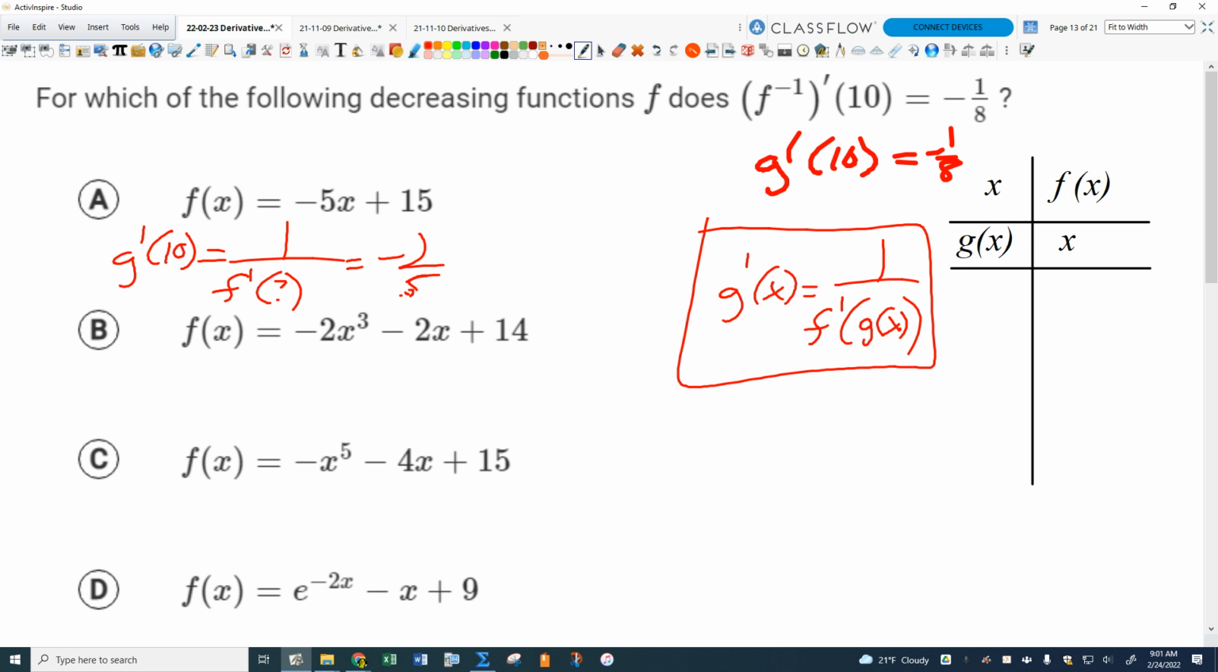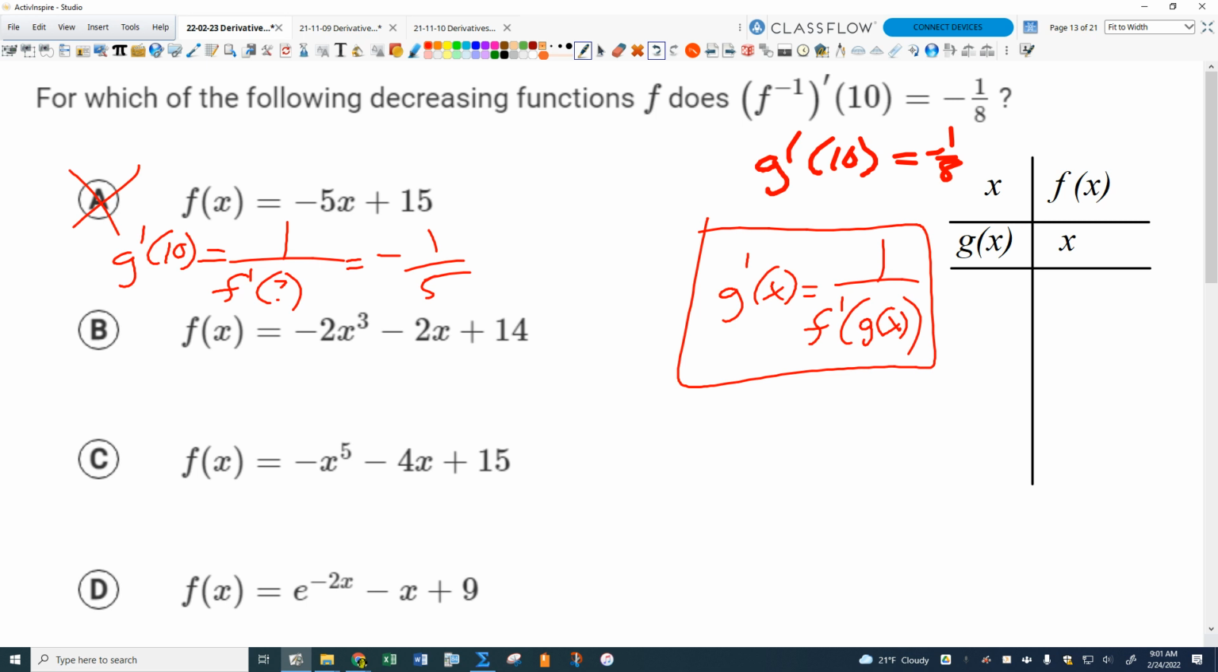Gosh, that doesn't look like a -1/5. I don't know what that looks like. -1/5. And that's not what we want. We want -1/8, right? So this guy gets crossed out. Agreed? Okay. How about the next one?